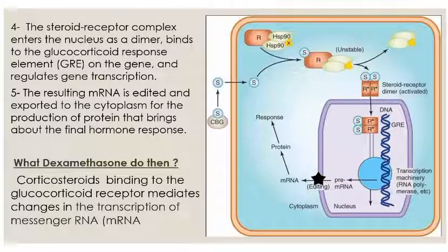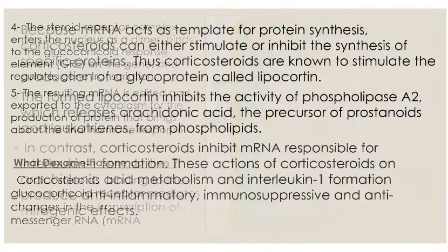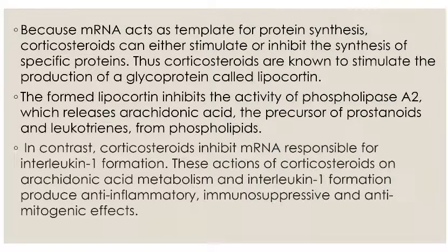And so what does dexamethasone do? Corticosteroid binding to the glucocorticoid receptor mediates change in the transcription of messenger mRNA. mRNA acts as a template for protein synthesis. Corticosteroids can either stimulate or inhibit the synthesis of specific proteins. Thus, corticosteroids are known to stimulate the production of a glycoprotein called lipocortin. Lipocortin inhibits the activity of phospholipase A2, which releases arachidonic acid. Corticosteroids inhibit mRNA responsible for interleukin-1 formation. These actions of corticosteroids on arachidonic acid metabolism and interleukin-1 formation produce anti-inflammatory, immunosuppressive, and anti-mitogenic effects.